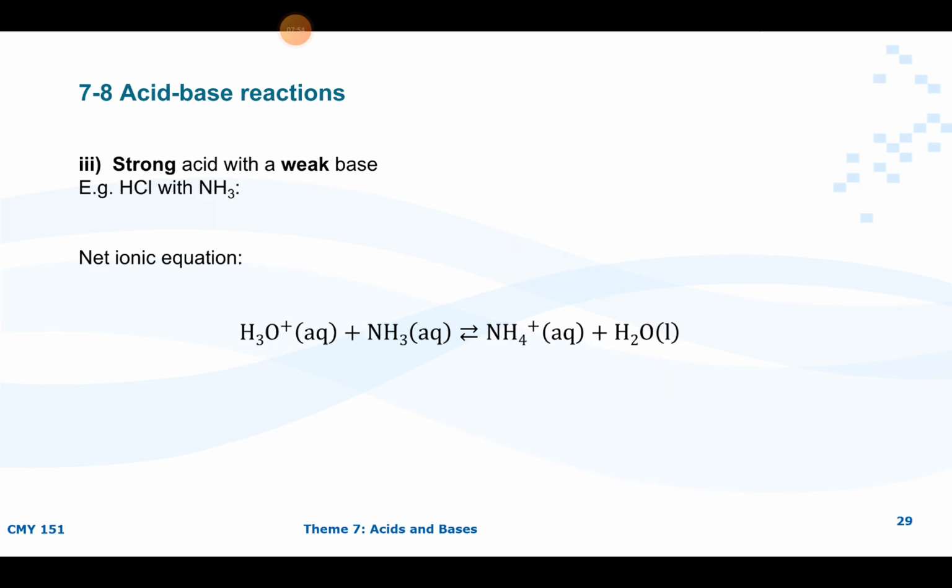The same then happens if we have a strong acid with a weak base. So again, for instance, hydrochloric acid with ammonia. The hydrochloric acid ionizes, gives us hydronium. The ammonia, the equilibrium lies to the left, so we are left with mostly ammonia in solution. So that remains as a reacting species. This accepts a proton from the hydronium to become ammonium ion and water.